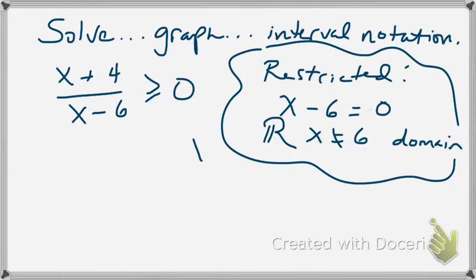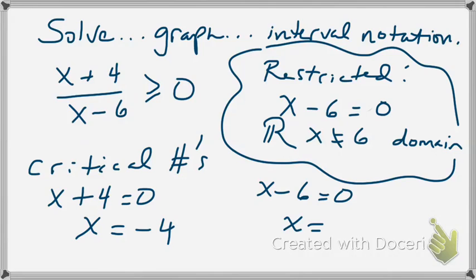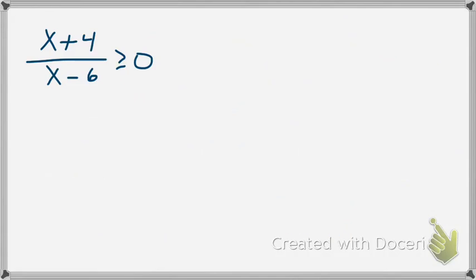Okay, we do have the 0 on one side. We do have just one fraction. We are on the quest for our critical numbers or boundaries. We find them by setting the top equal to 0, setting the bottom equal to 0, and solving. We've got -4 and +6. We're going to use those values to break up our number line and find out where the answers lie.